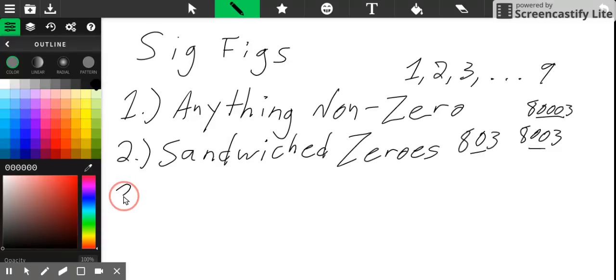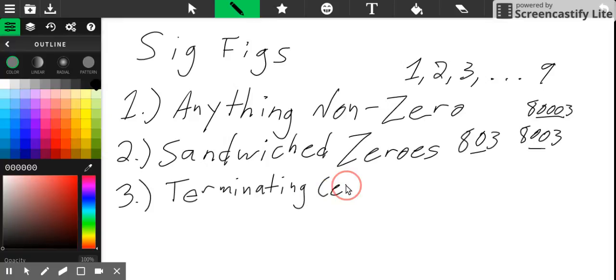Then your third rule, this is the one that most of you struggle with, just terminating zeros. Those are the ending zeros.